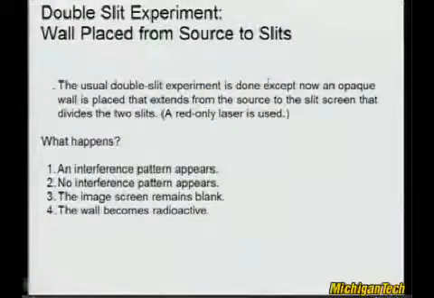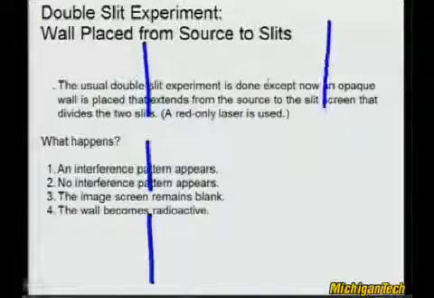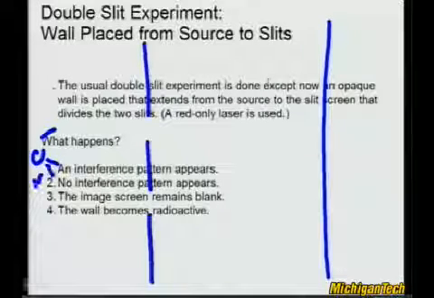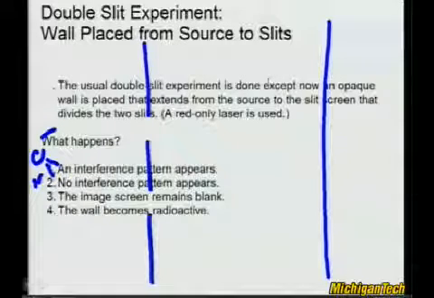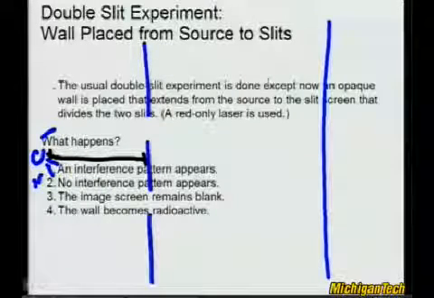Okay. So now we're going to place an opaque wall between the source and the slit. Let's do it in blue, I like that better. Here we have the source, now considered a monochromatic source. But now we're going to put up a wall right here and say nothing goes there.